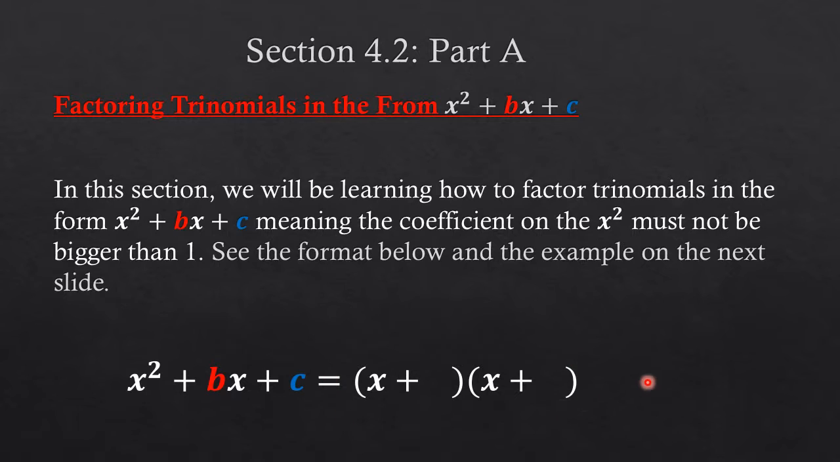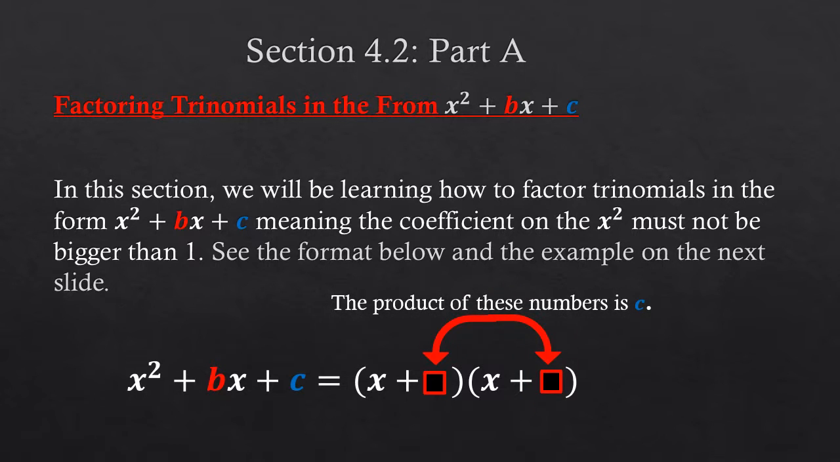Whatever the variable is that you're dealing with in the expression at the time, all you would need to do is put one of them here and one of them here. Now what is important is what are the signs that are going to be here and here. We'll discuss this a little bit more as we proceed. But it's known that these two numbers will give us the product of C, meaning that these two numbers when multiplied must give us the value of C, which is right here.